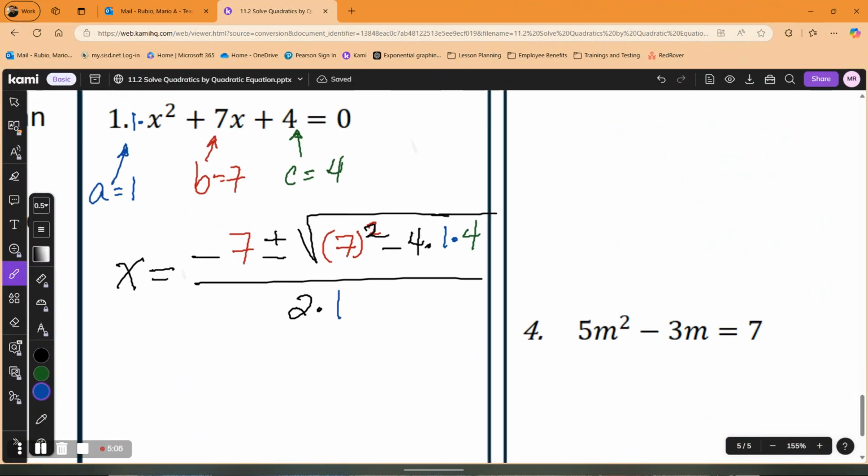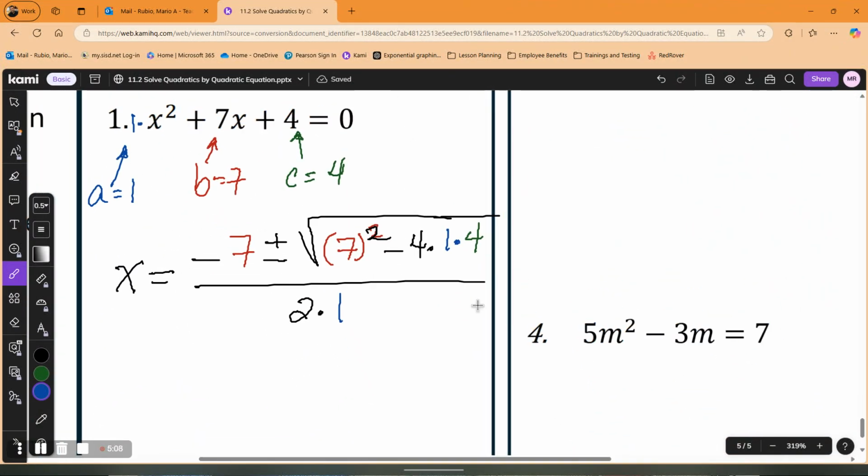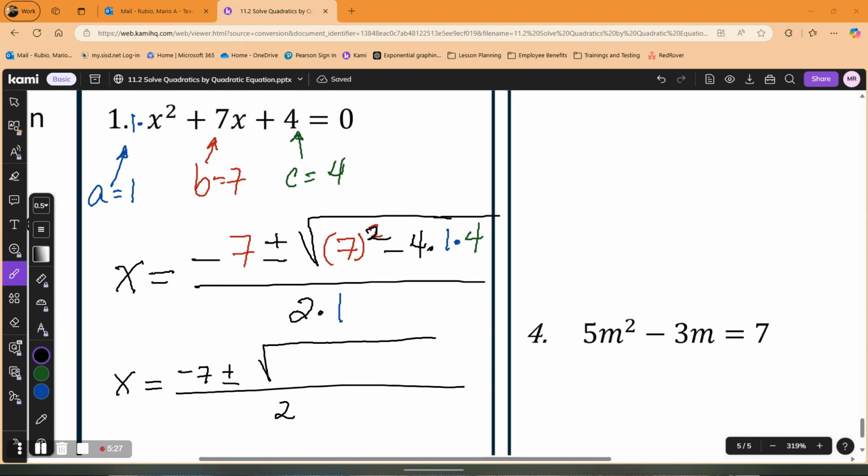Basically I had to identify first my a, b, and c. Then I substitute them into the formula, and now I'm going to start to simplify a bit. I keep this negative 7 out in the front. I keep this plus or minus. Down here in the denominator, 2 times 1 is 2. Then I'm going to work within the square root. 7 times 7, or 7 squared, is 49. 4 times 4 times 1 is 16.